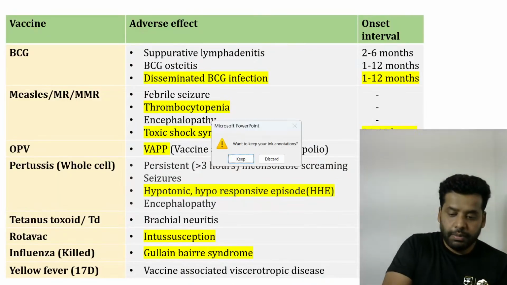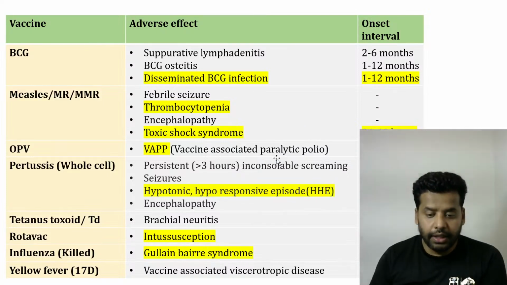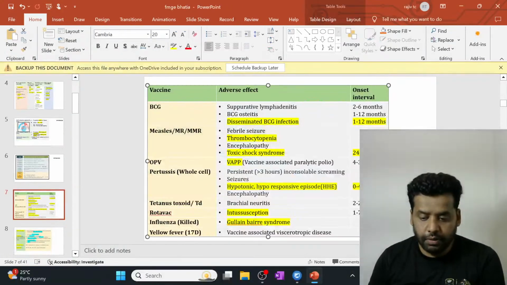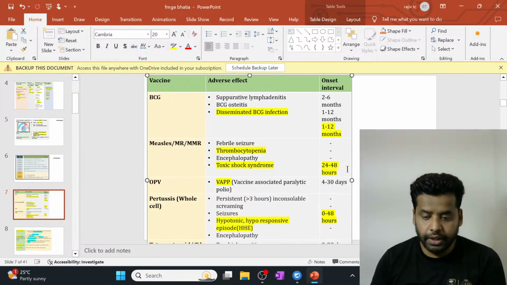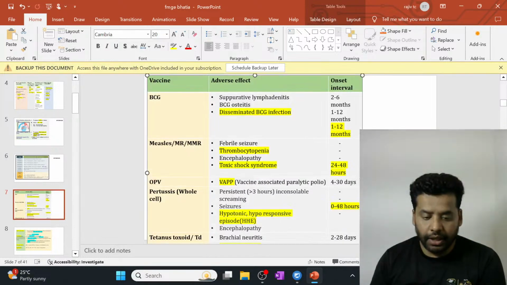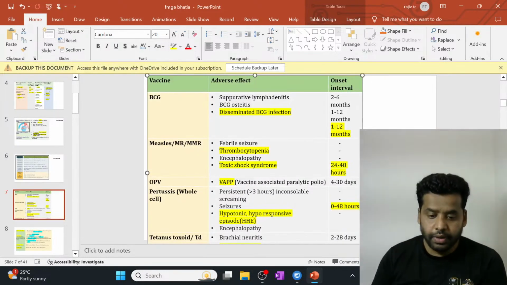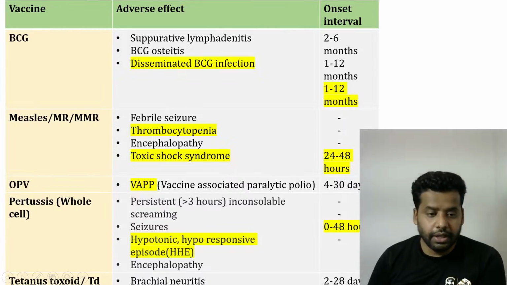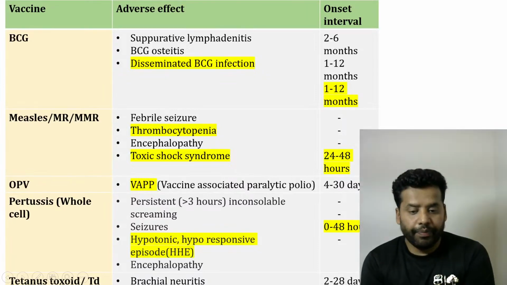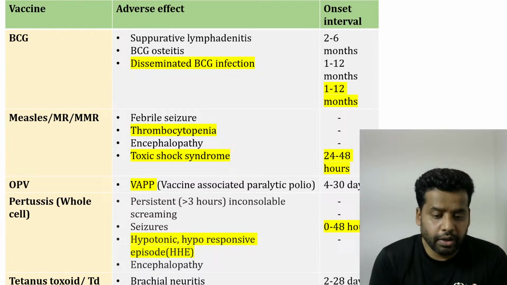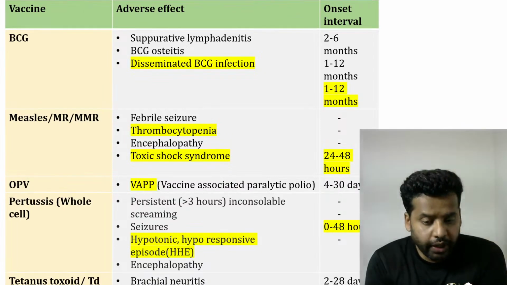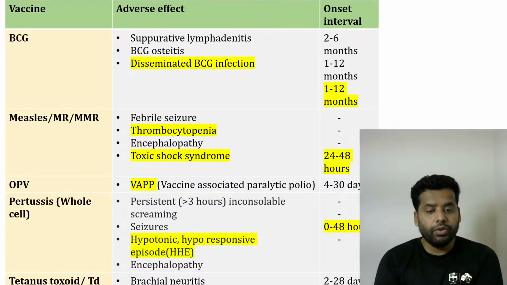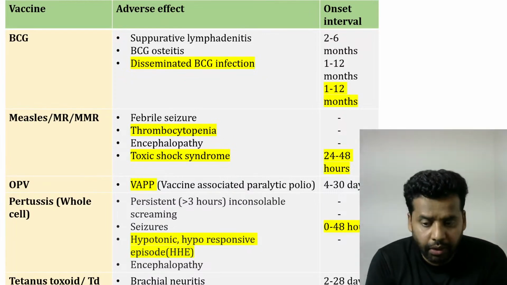A very important table is vaccine related side effects. Remember the words vaccine related adverse effects. This question is repeatedly asked in the exams. What I am telling here, one by one, BCG. BCG can usually cause 3 things. One is suppurative lymphadenitis, a lymph node with abscess.